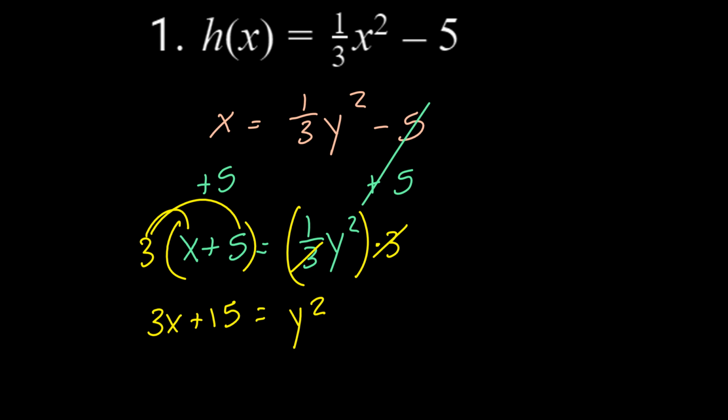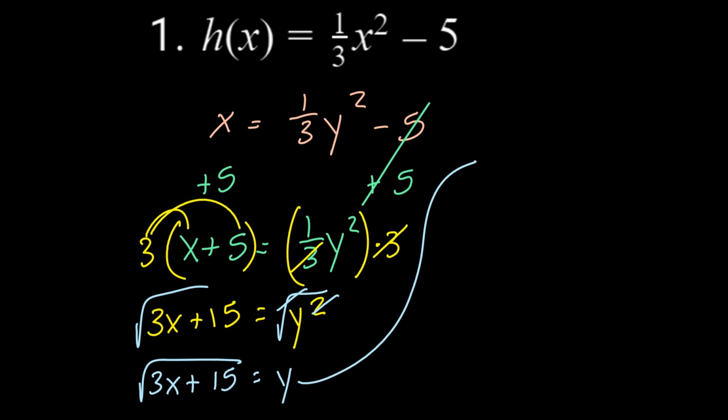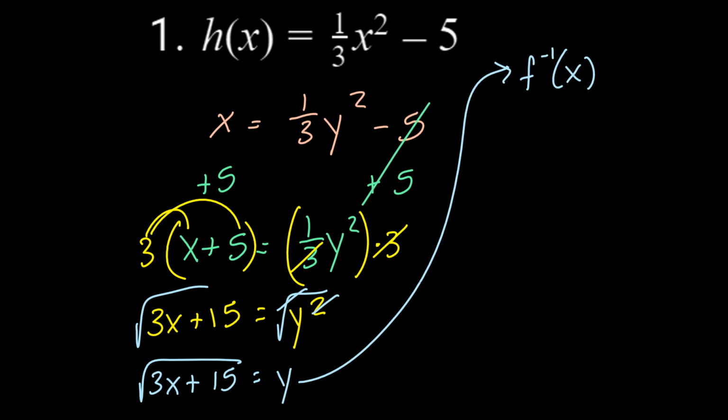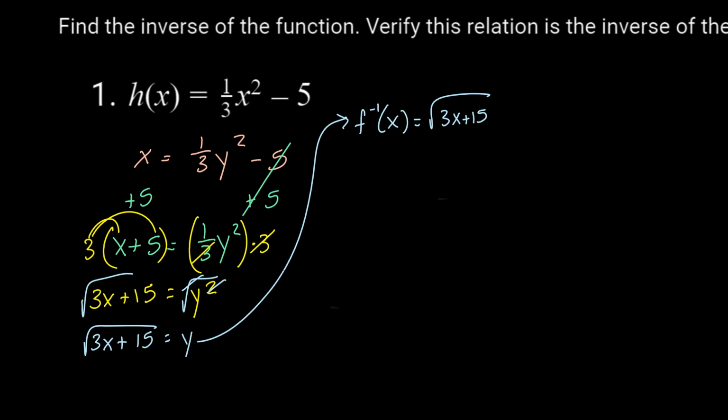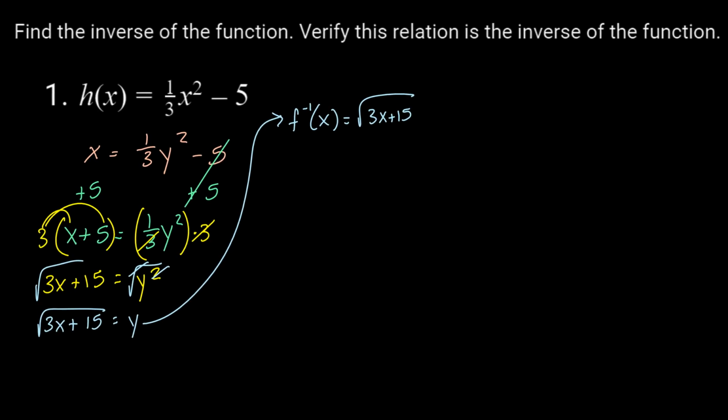Yes, now is when we finally square root both sides. The square and the square root cancel on this side, and we're left with square root of 3x plus 15. And we just have to finish by writing f negative 1 of x is equal to square root of 3x plus 15. Now, is this everything that our problem asked us to do? No. What was the second half of the problem? Right. Verify this relation is the inverse of the function.